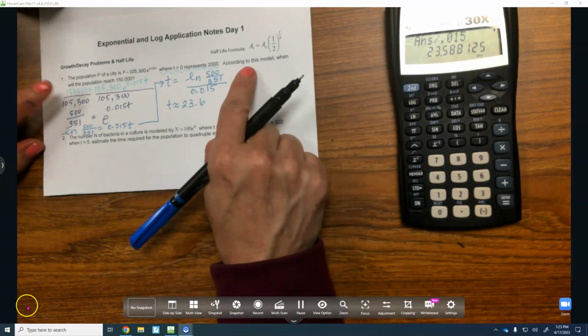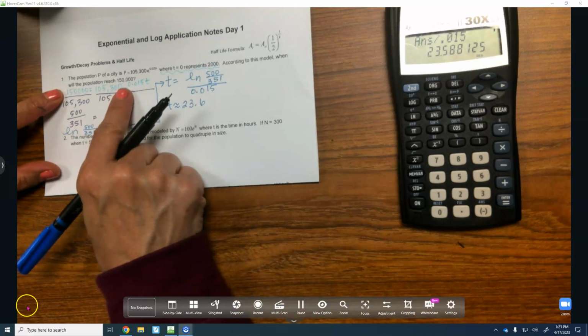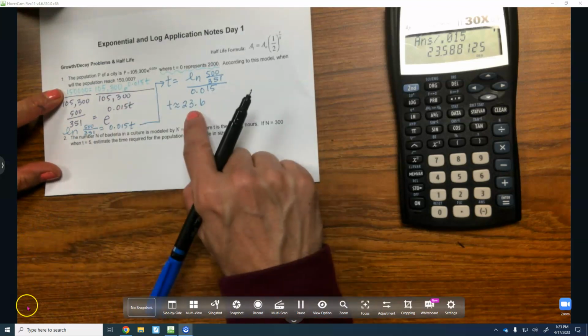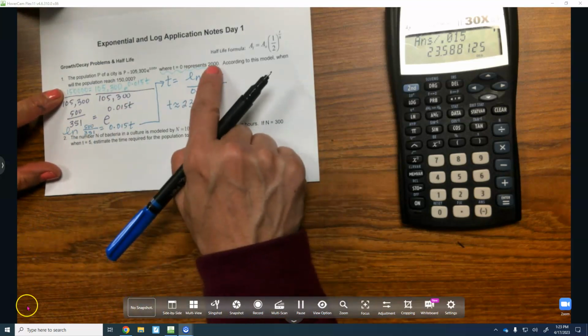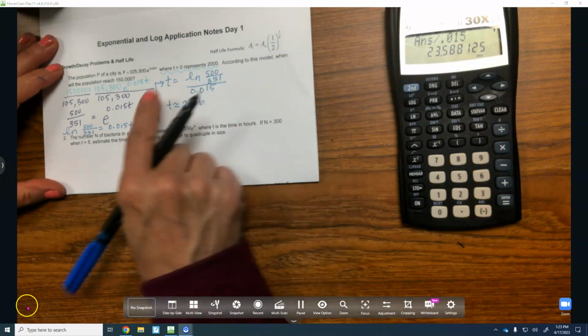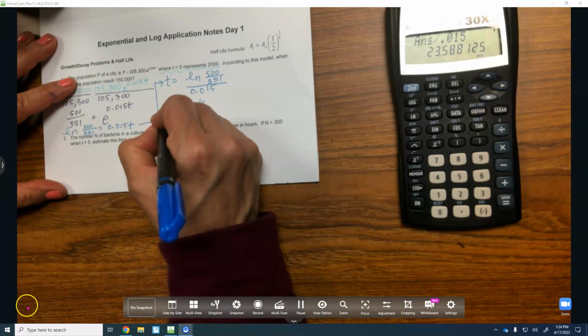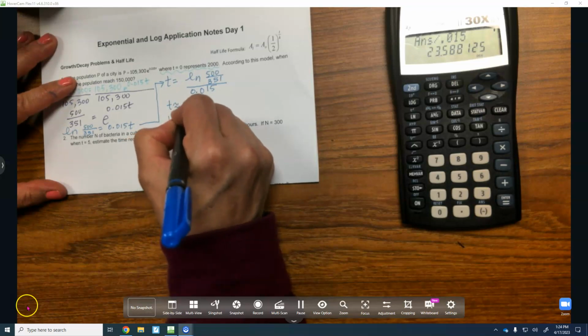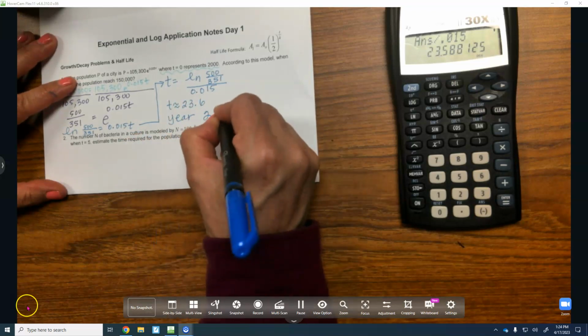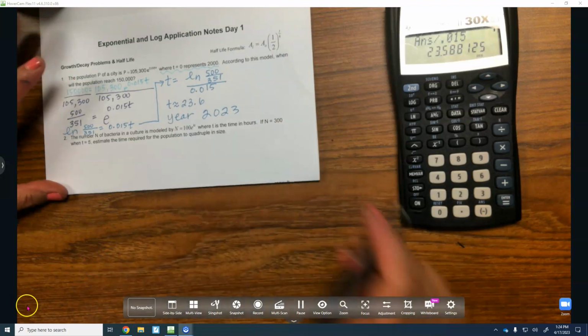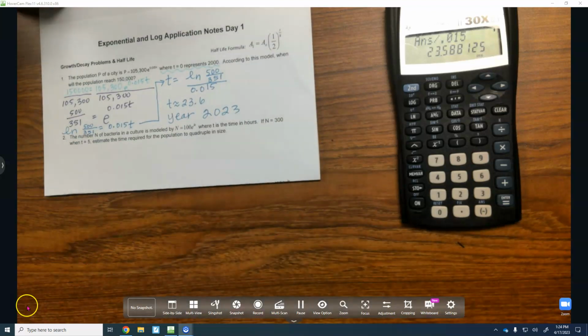So let's go ahead and answer the question. When will the population reach this total? Now remember, this is how many years from 2000. So when will the population reach the total? It will be in the year of, well, actually this year, 2023. It's going to occur during this year.